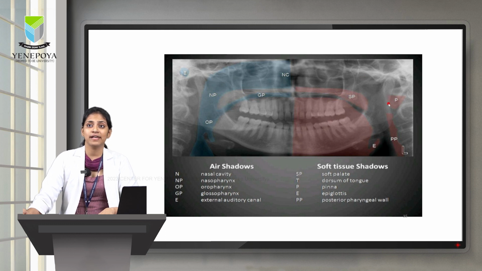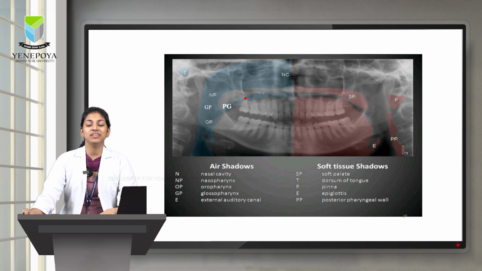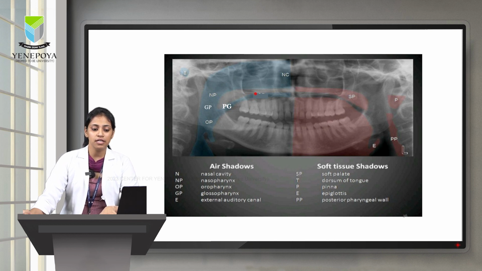Pinna of the ear also casts a shadow on the panoramic radiograph. As you can see, it is seen along the posterior border of the ramus of the mandible. There are few air spaces which are seen superimposing the panoramic radiograph. Firstly, the palatoglossal air space, which is the space between the tongue and the palate, is seen just above the tongue shadow. On a panoramic radiograph, it is seen as a horizontal radiolucent band located above the apices of the maxillary molar teeth.